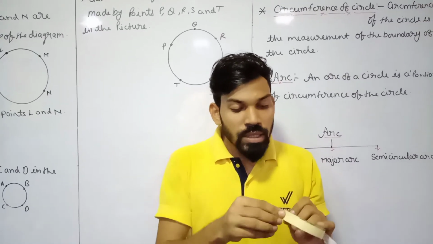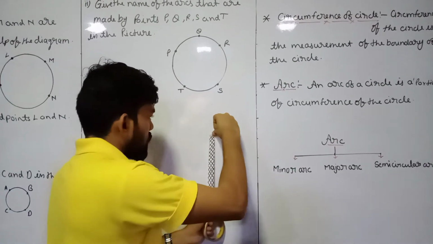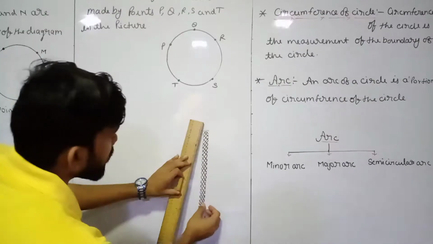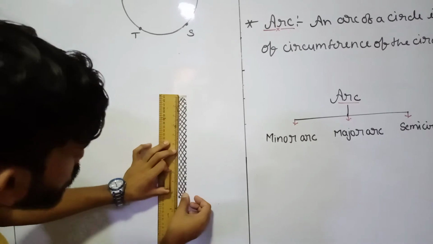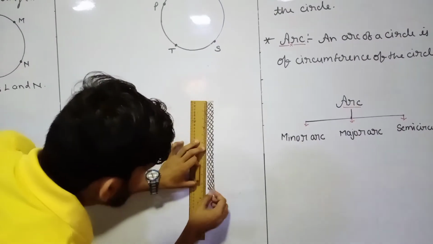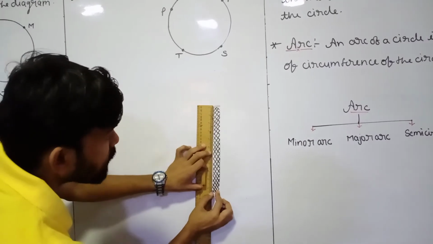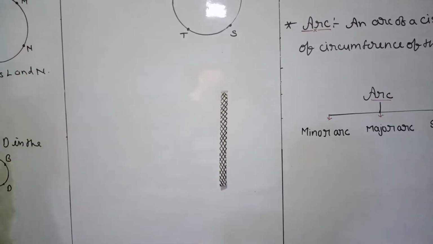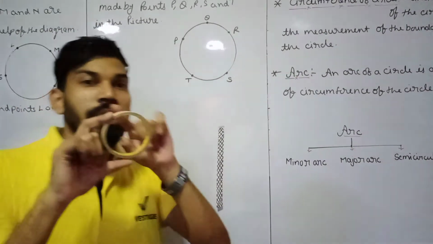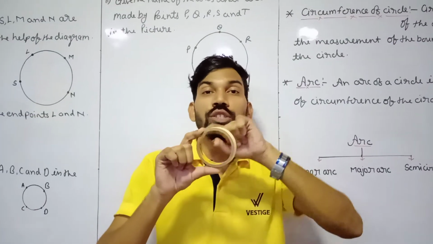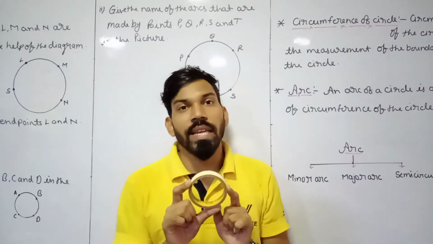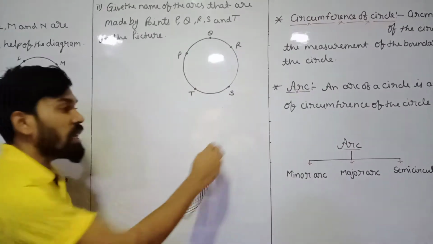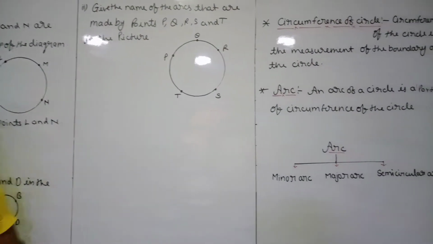So how can we measure it? For that, just take it out and with the help of a scale we can measure it. You can see 10.5, starting from 0, and at the end we have 10.5. So the circumference of this circular tape is 10.5 centimeters. This way we can measure the circumference of any object.